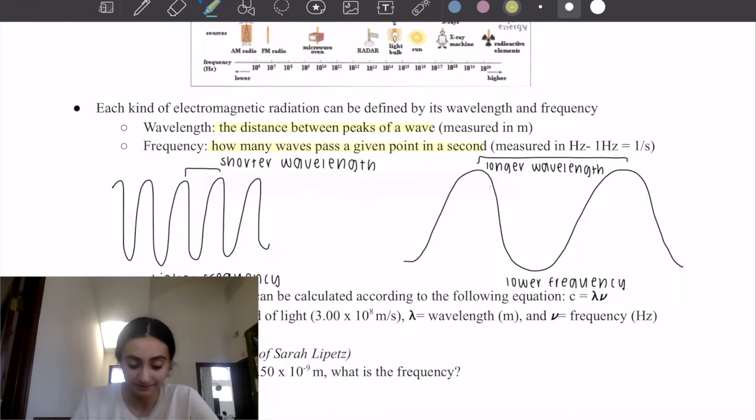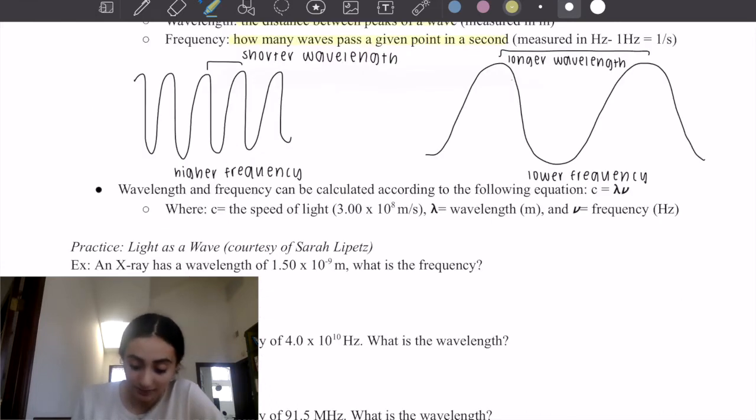a lower frequency. And you can calculate wavelength and frequency using the equation C equals lambda nu. And the first variable after C is a lambda, and the second one is a nu. Those are Greek letters. So C represents the speed of light, which is 3.00 times 10 to the 8 meters per second. Lambda represents wavelength, and nu represents frequency. Remember, wavelength is in meters and frequency is in hertz.